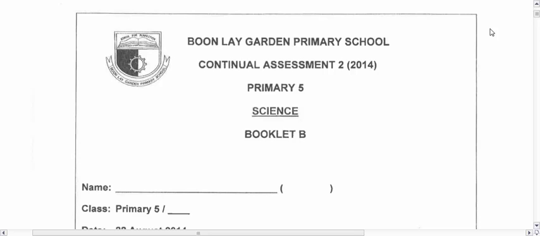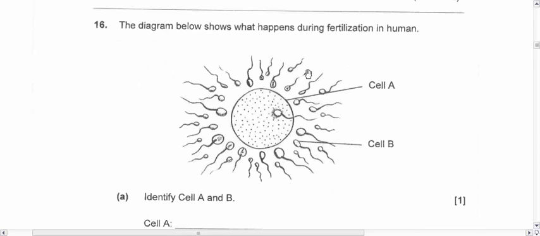Hi everyone, we are doing CA2 2014 Booklet B. Right, question 16.